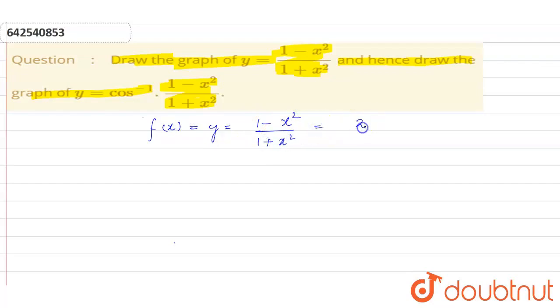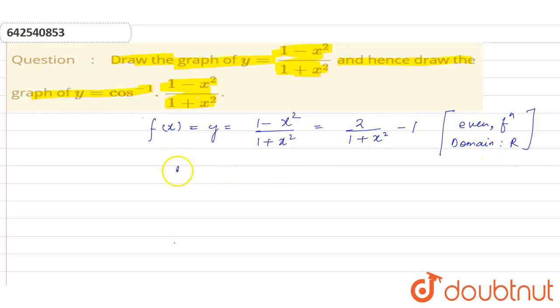This can be rewritten as 2 by (1 plus x square) minus 1. Clearly this function is an even function, as if we substitute x is equal to minus x, we'll get the same function. And clearly the function is defined for every real number. So the domain is also the real numbers. So this function is an even function as well as the domain is real numbers.